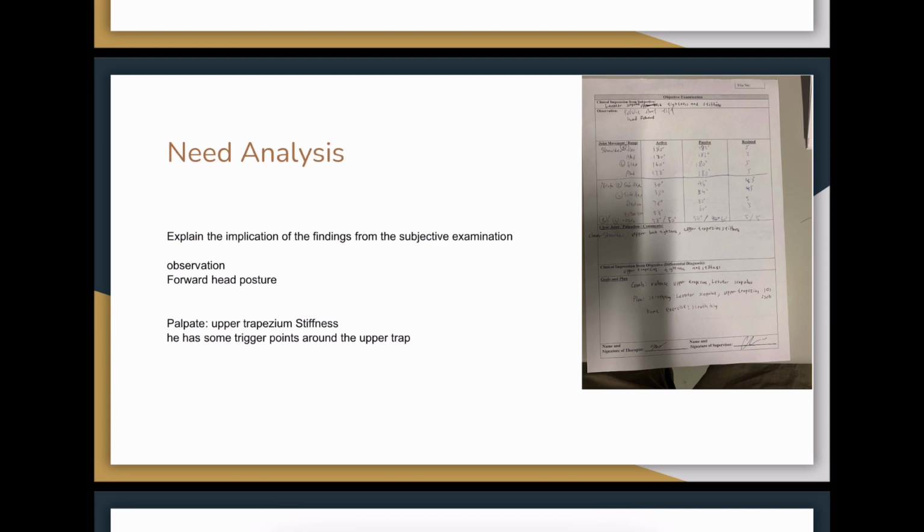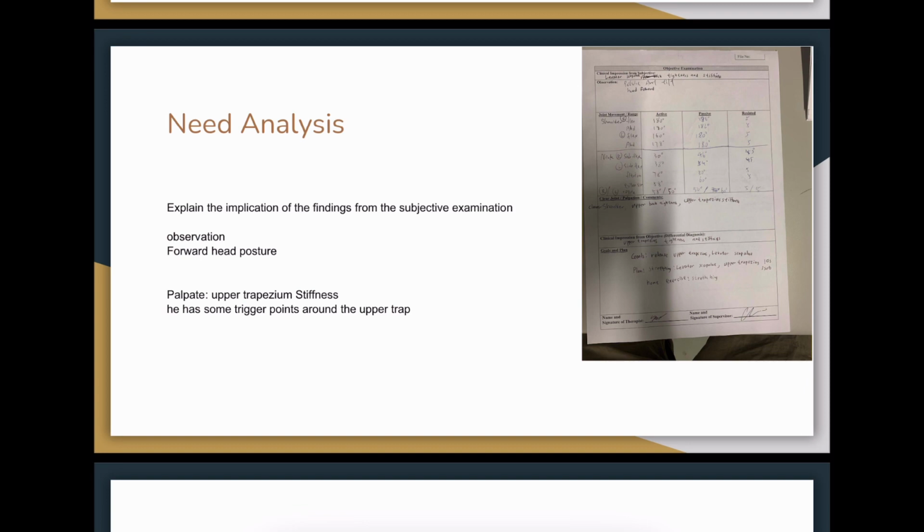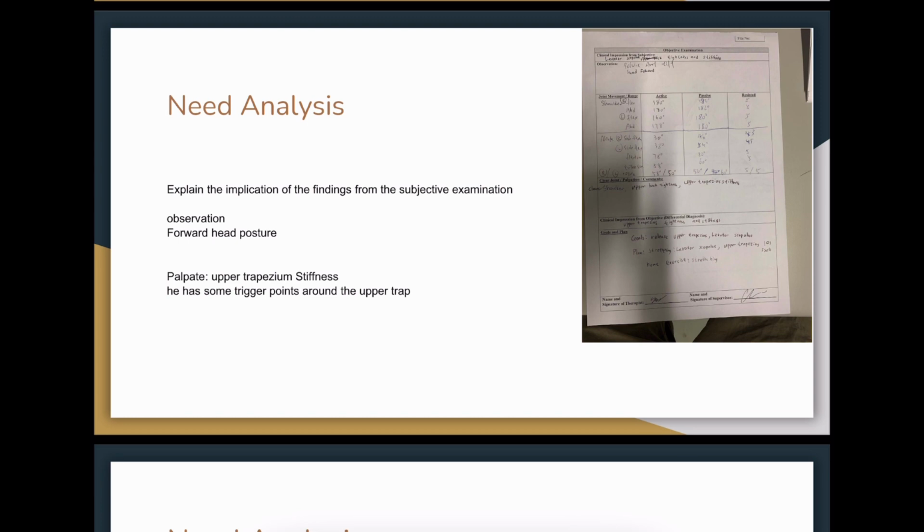He has a head forward posture, which means he has a pocket chin posture, and when I palpate his upper trapezius, I feel it is very tight and stiff. He has many trigger points on his upper trapezius.